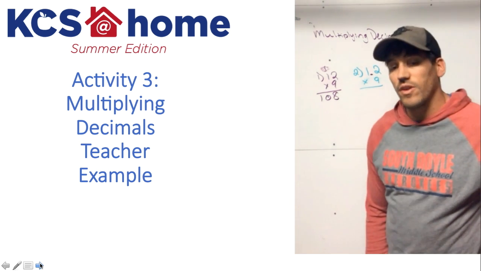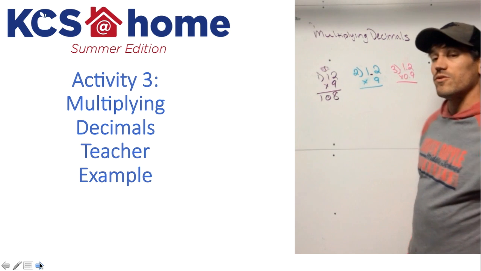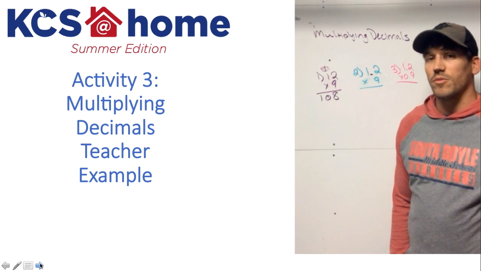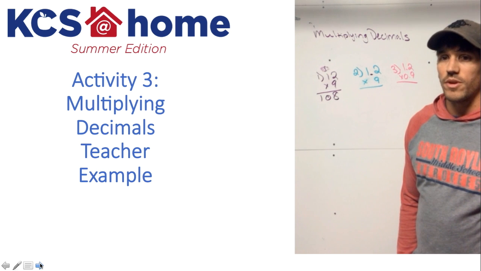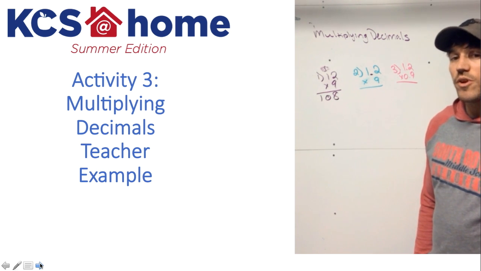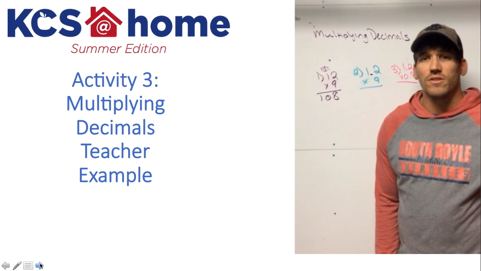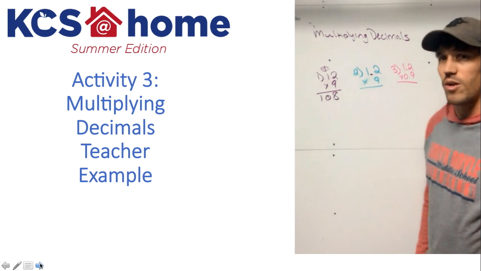Now if we look at a similar problem, 1 and 2 tenths times 9, you're going to notice we now have a number behind the decimal on the top part of our multiplication sentence. We're going to bring that back at the end, but at first we just get to solve this as if it was a normal multiplication problem.